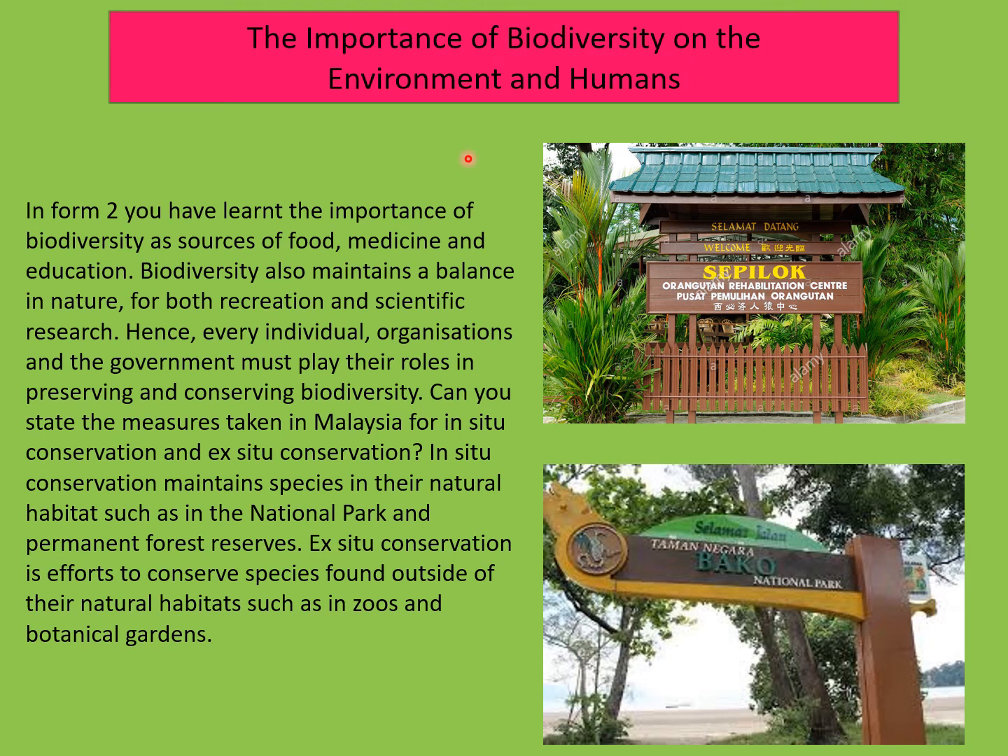The importance of biodiversity on the environment and humans. Biodiversity is important as a source of foods, medicines, and education. Biodiversity also maintains a balance in nature for both recreation and scientific research. In Malaysia, there are 2 measures taken to preserve and conserve biodiversity: in situ and ex situ conservation. In situ conservation maintains a species in their natural habitat, such as national parks and the permanent forest reserve. And ex situ conservation is the effort to conserve species found outside of the natural habitat, such as in the zoo and botanical gardens. So Sepilok is an example of ex situ conservation, and Taman Negara Bako is an example of in situ conservation.